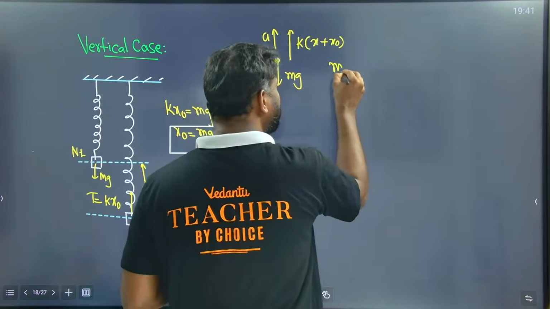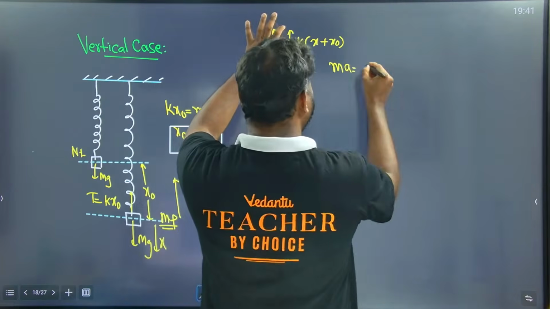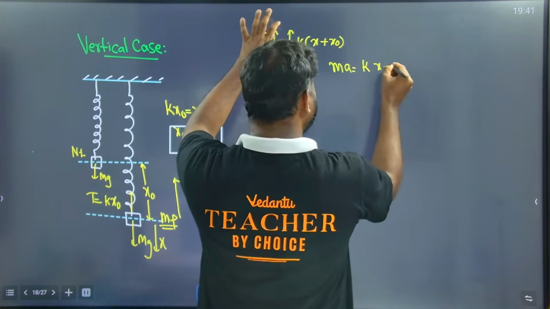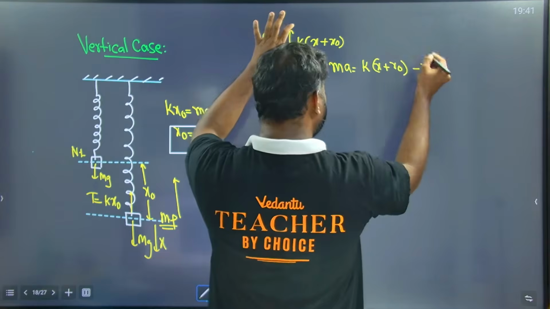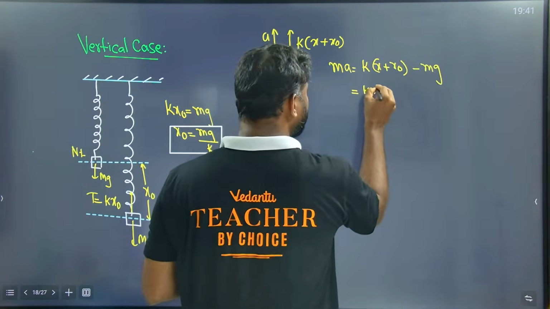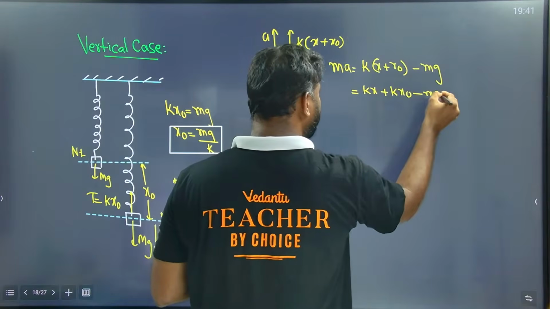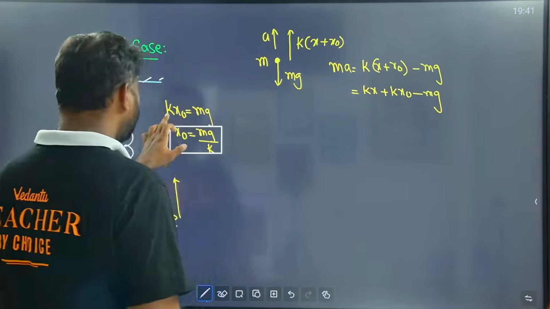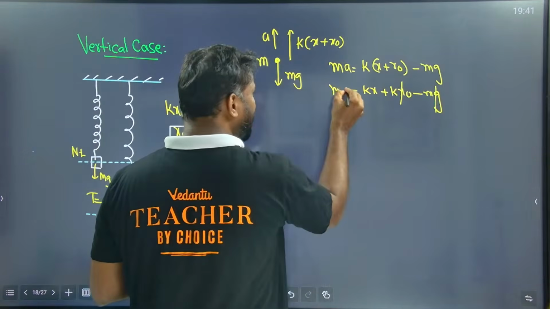Mass into acceleration is equal to, I'm writing the Newton's law of motion. So along the direction of acceleration is positive. K into x plus x0 minus what? mg. Right? So இப்போ என்ன எடுத்துட்டேன்? kx plus what is it? kx0 minus mg. So what is we can say it is kx0 is equal to mg. அப்ப என்ன பண்ணலாம்? இது cancel பண்ணலாம். So this is what is MA.